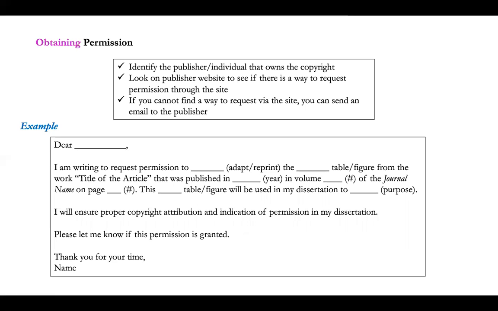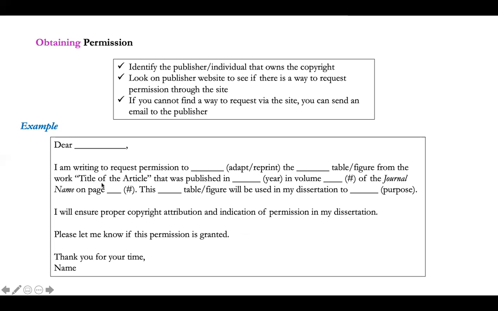So an example of an email that you could send to request permission would be, "Dear," insert the information, "I am writing to request permission to adapt or reprint." So if you were going to adapt, that means that you are not including it in your work in the exact way that the original author did. So potentially you're only incorporating a portion of a table. If you're reprinting, that means that you are inserting it into your work in the exact same way that the original author did. The table, figure, image, etc.